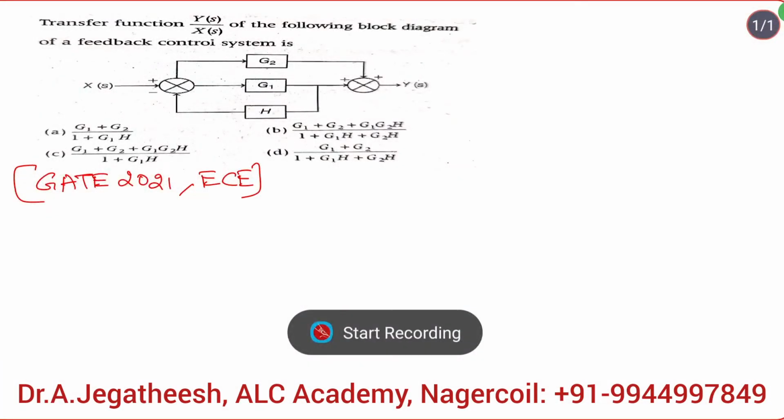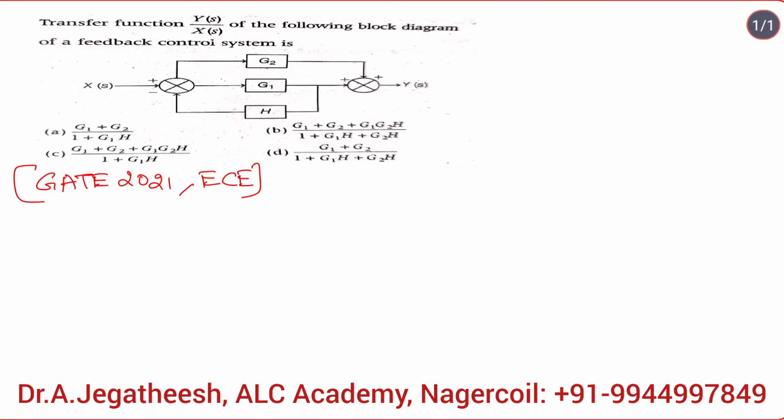Dear friends, in this problem we are going to discuss the GATE 2021 ECE question. This topic comes under control system, and the topic is block diagram reduction technique. In this problem they are given a block diagram and asking for the transfer function Y(s) by X(s).